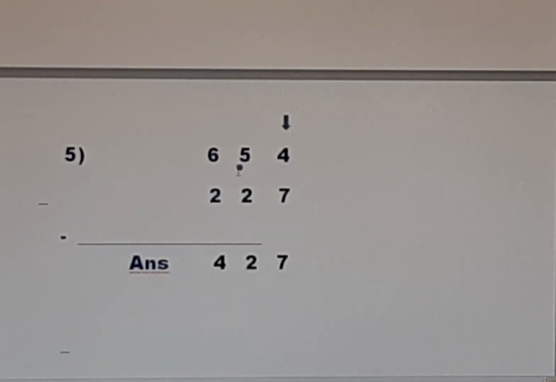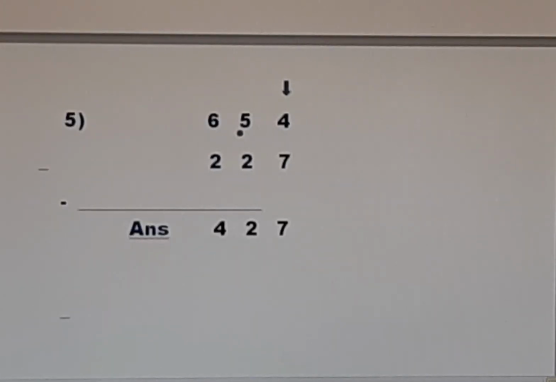And dot. You have to put a dot here because you have borrowed from this. So you have to put a dot. Dot means you have to reduce one number. Instead of 5 it will come 4. So 4 minus 2 is 2 and 6 minus 2 is 4. So that is the basic method. Now I will explain on the board. Okay.